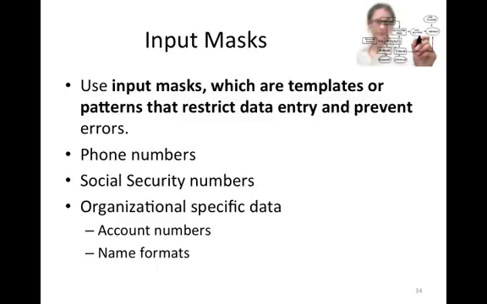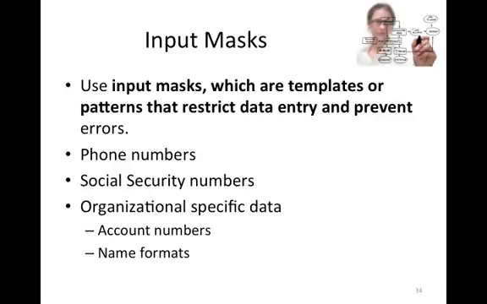Input masks are templates or patterns that restrict data entry and prevent errors. So with phone numbers, a mask would be 3 characters, dash, 3 characters, dash, 4 characters, actually numbers. Social Security is 3, 2, 4. We know these are set patterns. We know what these patterns are. We can program the data entry program to be kind to people and pre-format that number. If they don't put the dashes in and we want the dashes, our program can add those dashes. Or if we want to have parentheses around the area code in a phone number, we can do that.